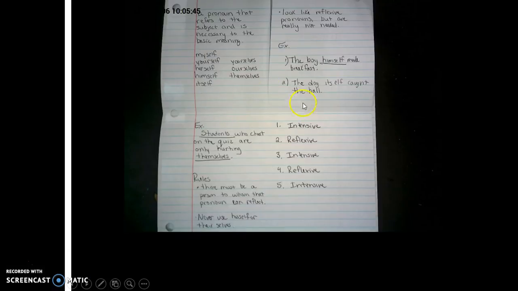This is what the inside of your notes should look like. If they do not, please fix them so that they do look like this. And we will be going over intensive and reflexive pronouns tomorrow. The end.